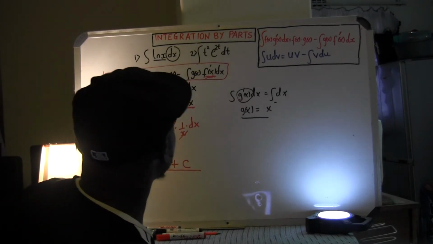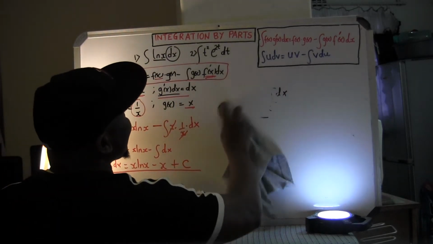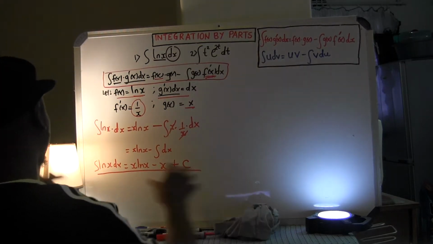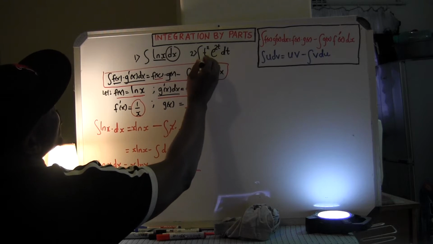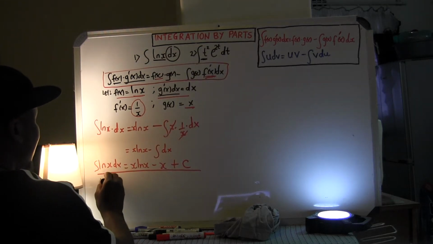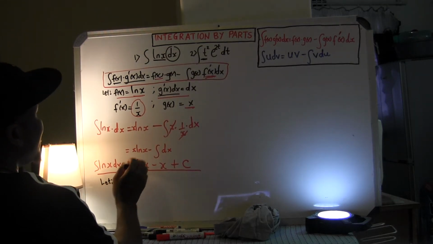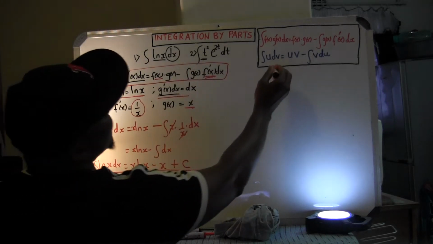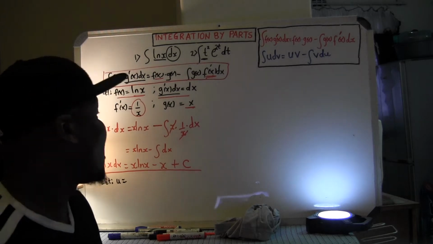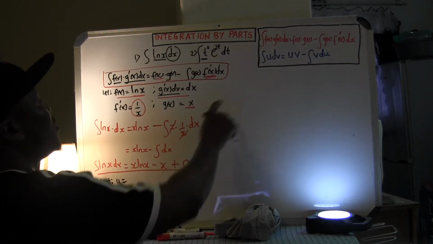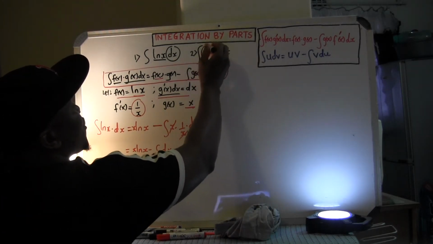Question number 2, I think we can make a space here. I can finish it all right here. So question number 2, I'm going to let u equal t squared. It doesn't matter whichever formula you want, it's the same thing. Let me use the second one: u equal to t squared.